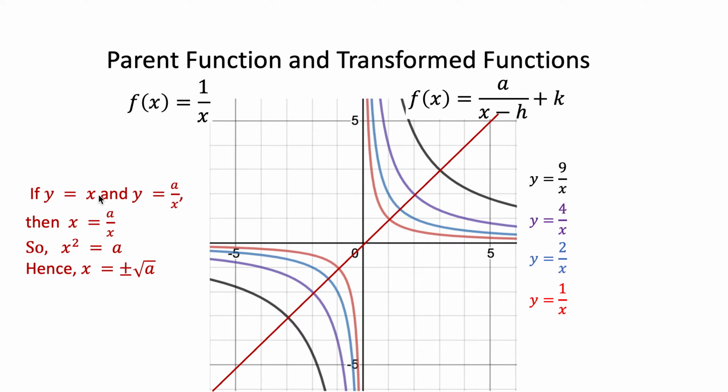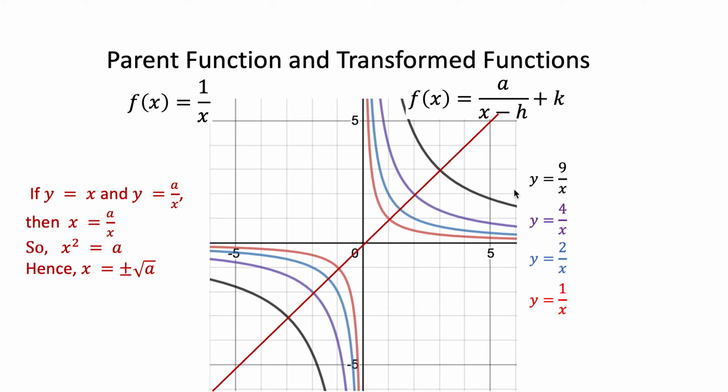When y equals x meets y equals a on x, then x equals a on x, so x squared equals a. So x equals plus or minus the square root of a. Here, this point is (1, 1): x equals 1, y equals the square root of 1. This is (root 2, root 2). This is (2, 2). This is (3, 3). This is (-3, -3), (-2, -2), (-1, -1). Okay? So that helps you know how to draw your graphs.